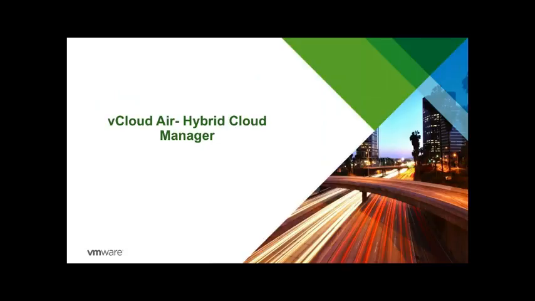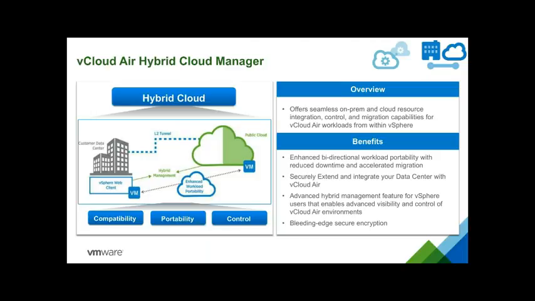So the first set of features that we're going to look at are the ones provided by Hybrid Cloud Manager plugin. The Hybrid Cloud Manager is going to allow you to manage vCloud Air workloads from the vSphere web client and allow you to extend your networks from on-premise environment to vCloud Air. This will provide the users the capability to manage all workloads, including those in vCloud Air, from within the vSphere web client, and basically offer you seamless integration between your on-premise environment and your vCloud Air environment.